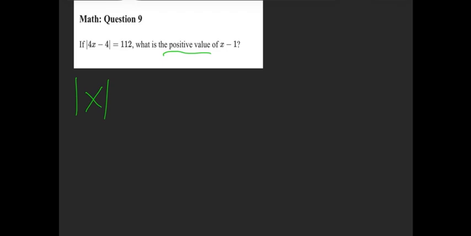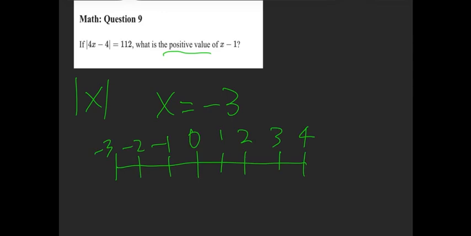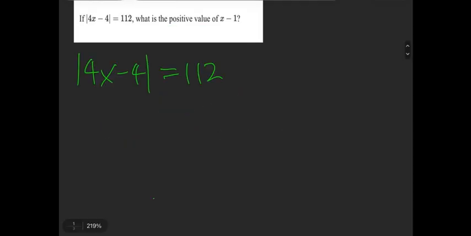Let me demonstrate. Say x equals -3. Here's the number line. We see that this is x, and this is 0. Well, what is the distance between them? The distance between these two numbers is 3, because we have 1, 2, and 3. Therefore, the absolute value of x is 3. Now, back to the problem.